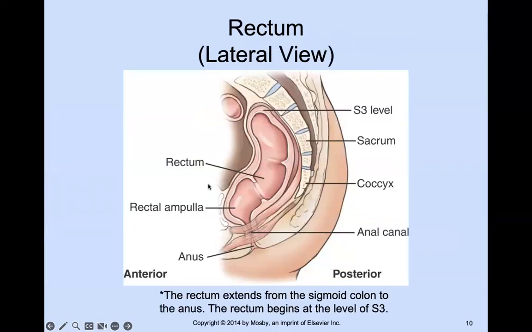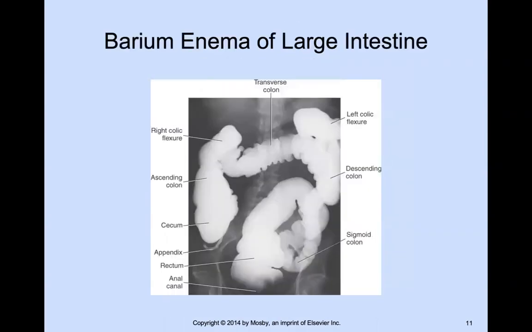So this is a lateral view of the rectum. Okay, so this is our sacrum coccyx back here. Anteriorly to that, we have the rectum. Sigmoid colon would be up here. Okay, so the rectum is going to extend from the sigmoid colon to the anus. Okay, so the rectum begins at the level of S3. Remember, the rectum is a part of the large intestine, not the colon.